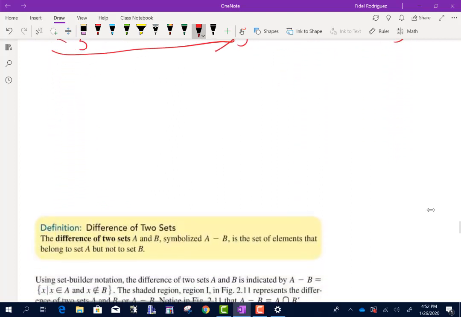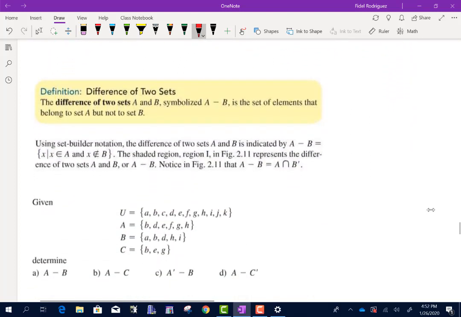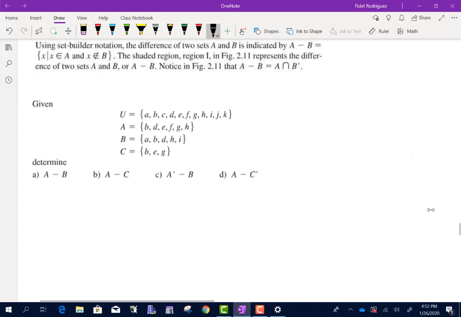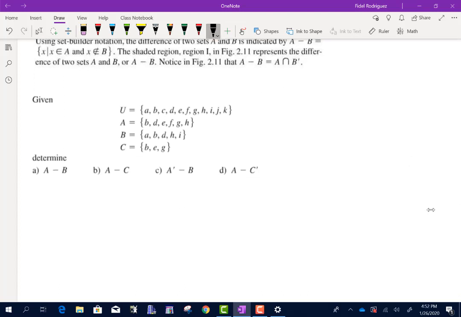Alrighty. Let's see what else we have here. Okay, good. The difference of two sets. Okay, guys, the difference of two sets is exactly what you think it is. A minus B. It's the set of elements that belong to A, but they're not in B. If they're also in B, we have to throw those away. Okay? So, let's see if we can figure out the same kind of thing that we've been doing so far.